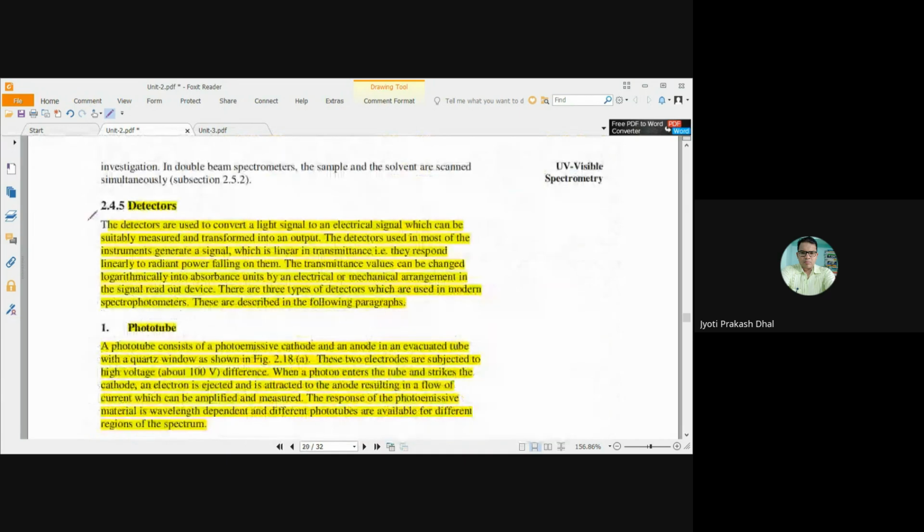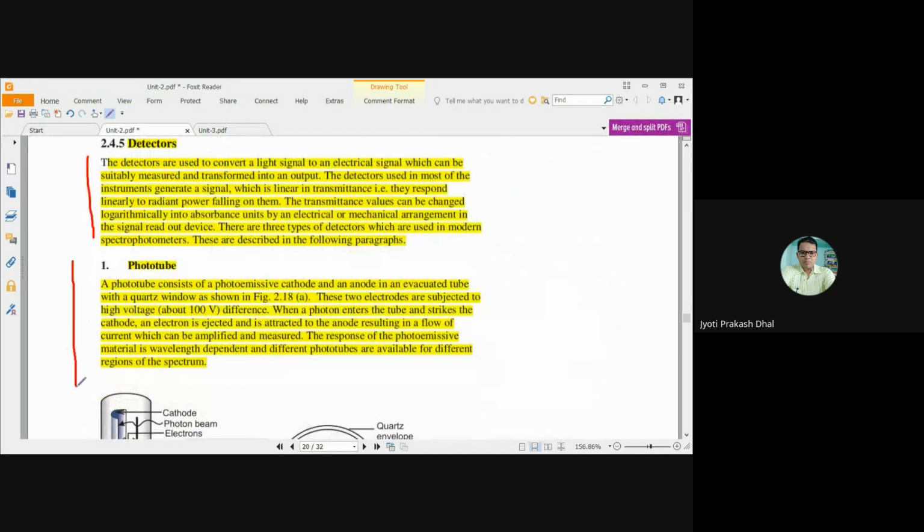Now coming to the detectors. After monochromatic light of wavelength in the UV or visible range passes through the sample, the light will be detected by the detector. Different types of detectors are there.